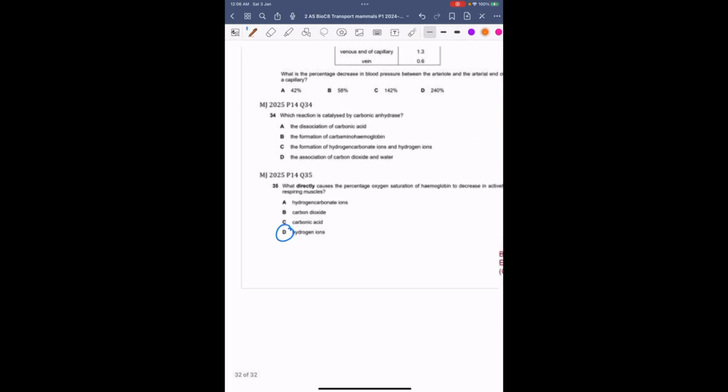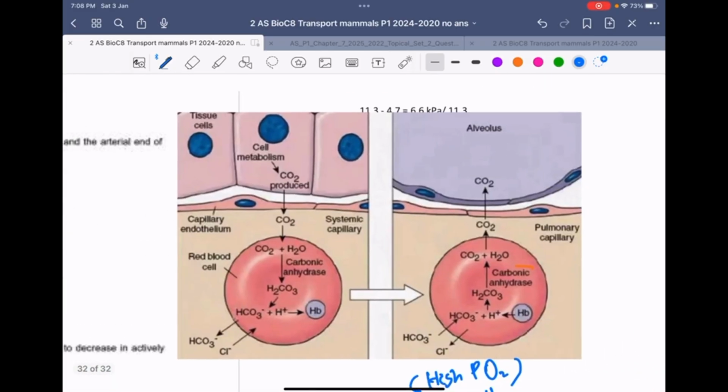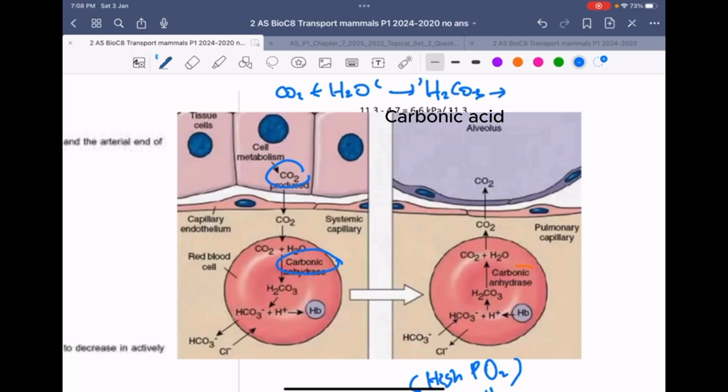But usually the hydrogen ions will be the main factor. Carbonic anhydrase will catalyze the association of carbon dioxide and water. So you can refer to this picture. After the respiring tissue releases the carbon dioxide, the carbon dioxide will combine with H2O, and they will form carbonic acid. This reaction is catalyzed by carbonic anhydrase. Later the carbonic acid will dissociate, and then become hydrogen ions and bicarbonate ions.